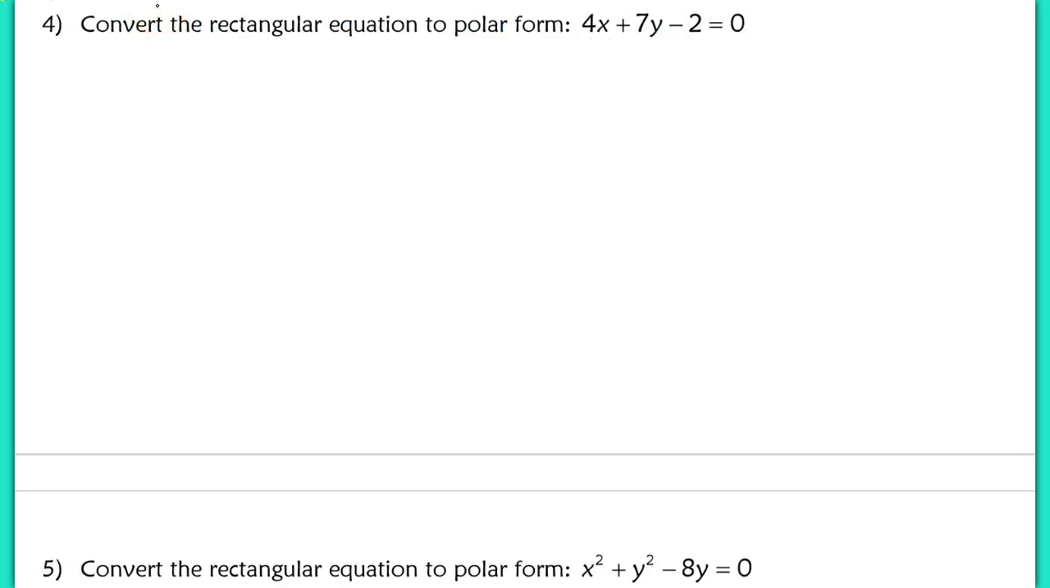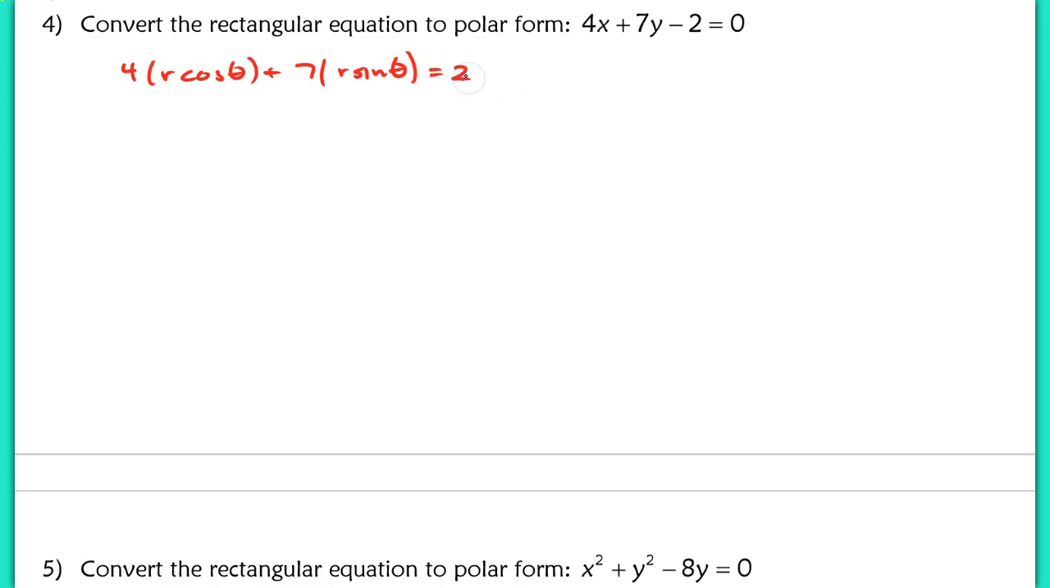All right, in example 4, I'm going to use some substitutions here so that I can express x and y in terms of r and theta. So I have 4 times r times the cosine of theta plus 7 times r times the sine of theta minus 2 equaling 0. All right, now, like I said, it's customary to try to get r alone. So if I want to isolate r, I can move over the 2 first. Okay, so let's make that equals 2.